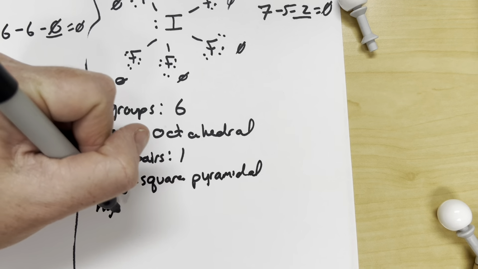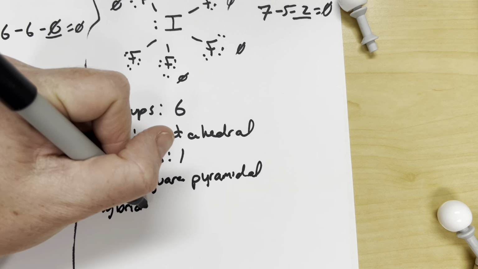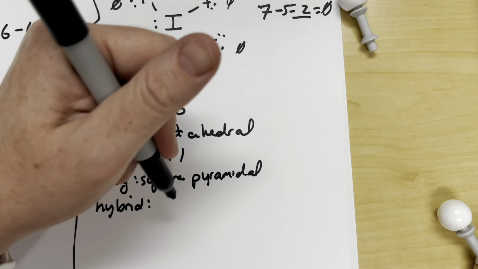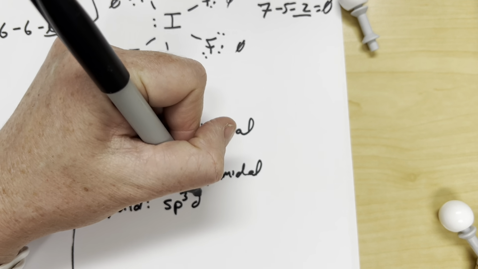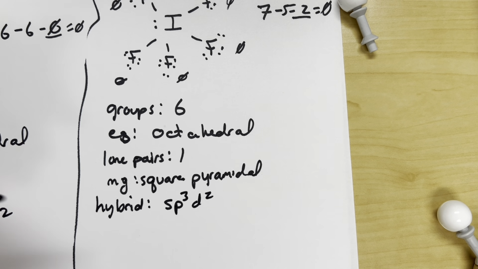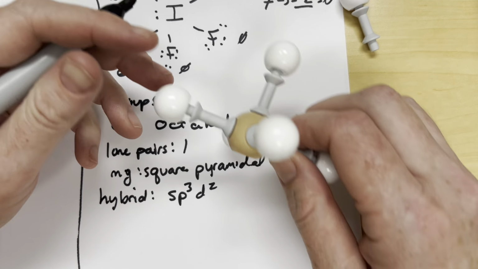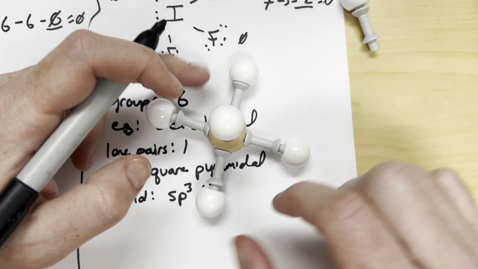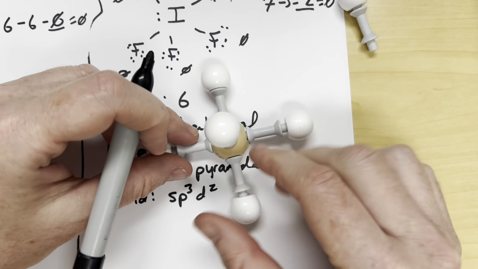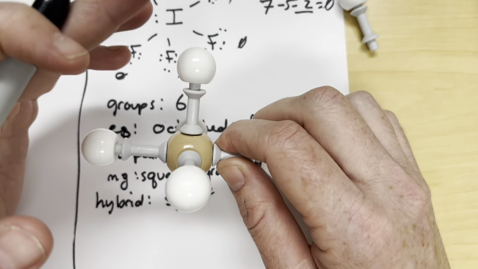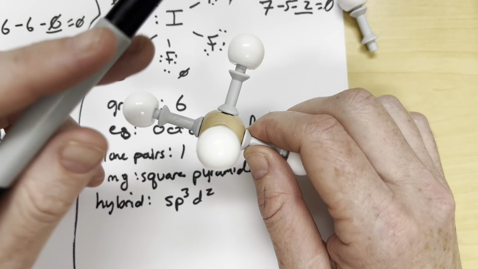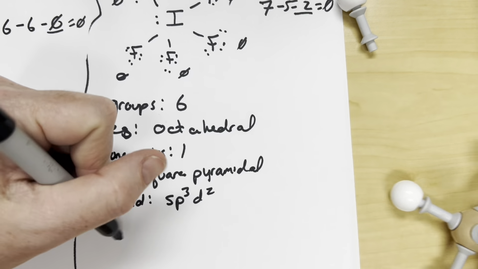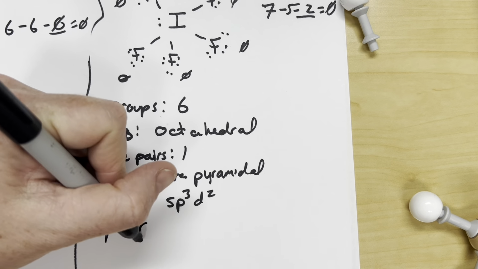Hybridization. It's got, again, 6 things, so it's still going to be sp3d2. And then whether it's polar or not, this one and this one cancel, this one and this one cancel, but this one going up has nothing to cancel the pull going down, right? So it's pulling this way, but there's nothing to cancel it in the opposite direction, and that's why this thing is polar.